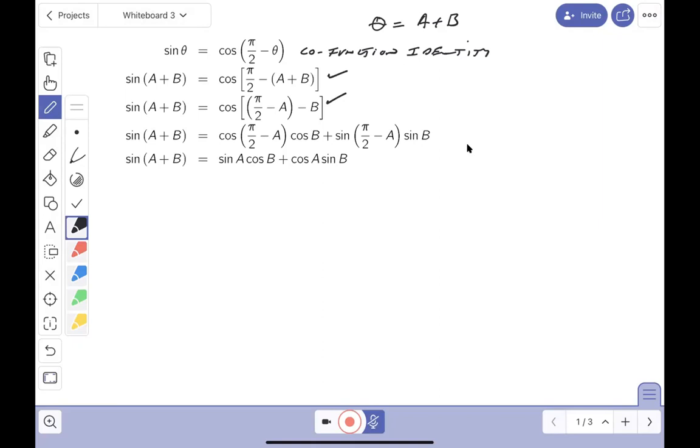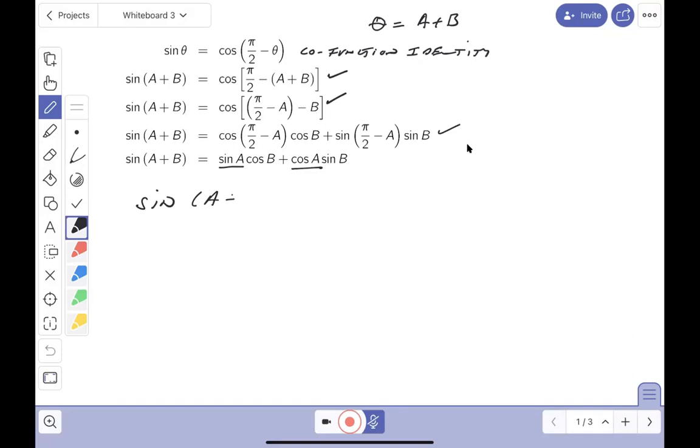I use the identity that I know from prior, and I write it down. So it's going to be cosine of pi over 2 minus A times the cosine of B plus the sine of pi over 2 minus A times the sine of B. I'm just using a prior identity. Then what do I know? Well, I know the cosine of pi over 2 minus A, using a cofunction identity, is the same thing as the sine of A, all right? And I know the sine of pi over 2 minus A is the same thing as a cosine of A. So then I've derived another formula, and it's called the sum formula.